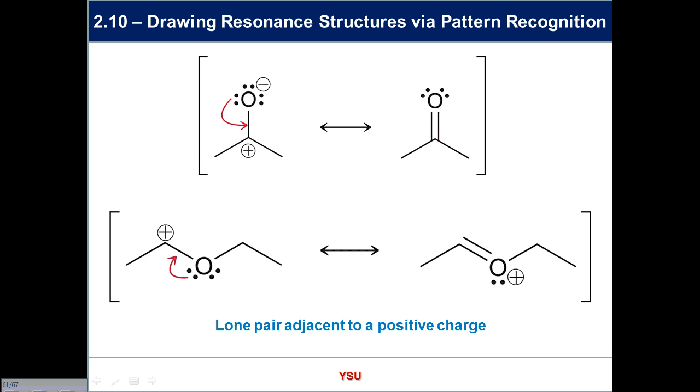As you practice, you start to see what is called pattern recognition. At the bottom, this system doesn't look like anything like the one above it, but it is very similar. You have a positive charge, which from today is an empty p orbital next to a lone pair. That lone pair can help out. It can spread, it can delocalize, and you can draw the second resonance structure. That's good.